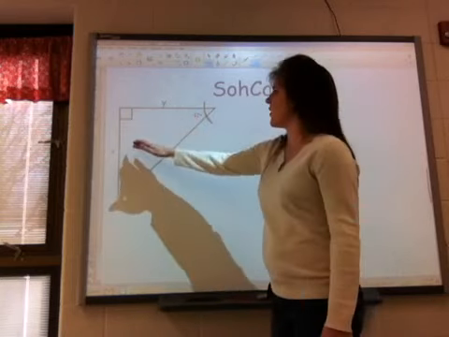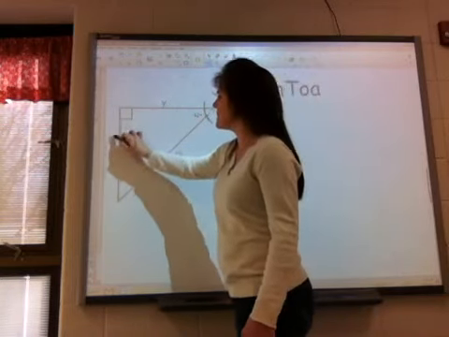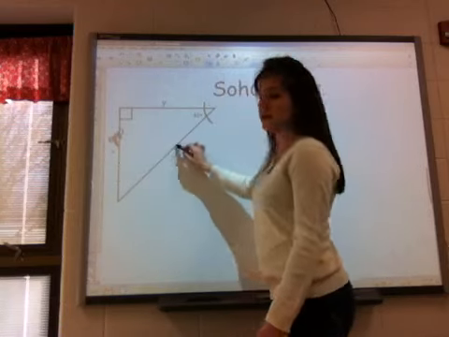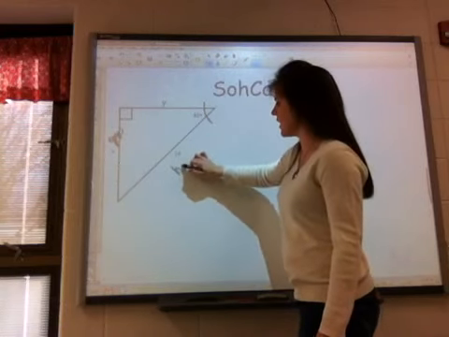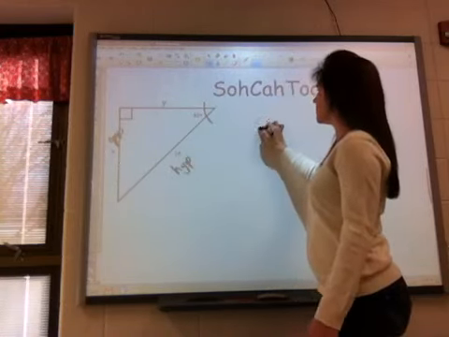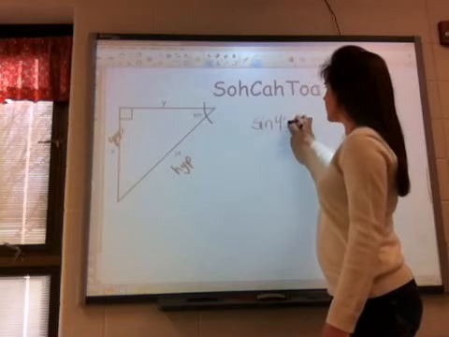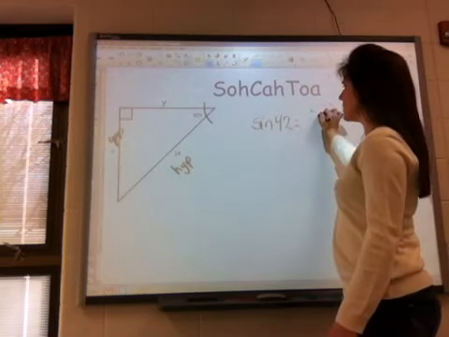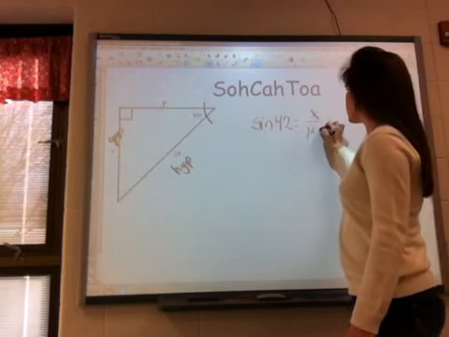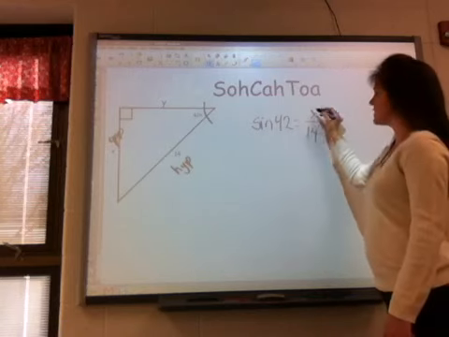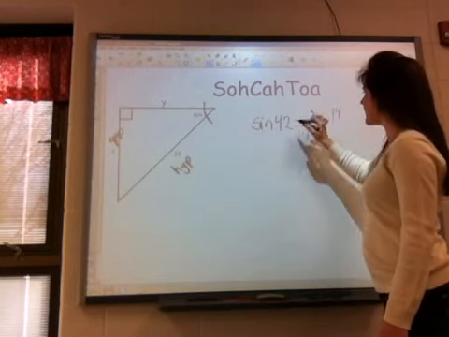So I'm going to solve for x first. That is opposite. I've got to use the hypotenuse because it's the only other measure given. So sine of my angle, 42, equals the opposite, which is x, over the hypotenuse, which is 14. To get x by itself, I'm going to multiply both sides by 14.